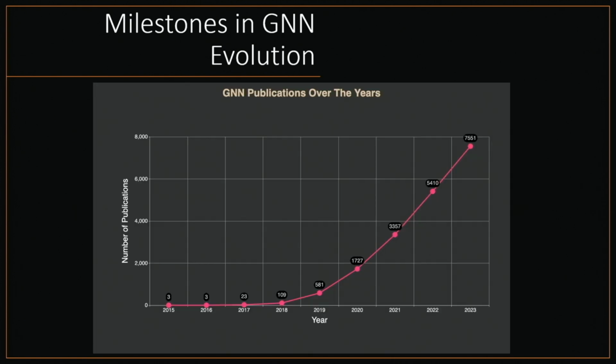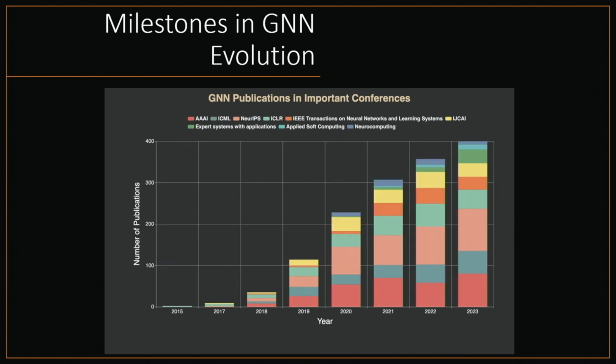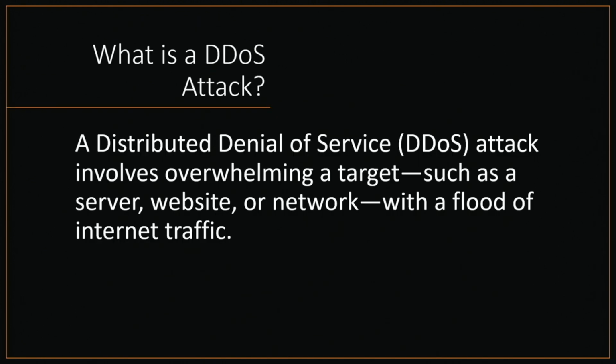So let's talk about the publications. You can see the publications kind of skyrocketed over the years, exponential progress. Same in the important conferences. A lot of big conferences are publishing a lot of GNN papers now. So yeah, that was a brief introduction to GNN.